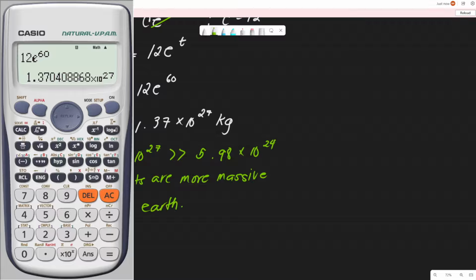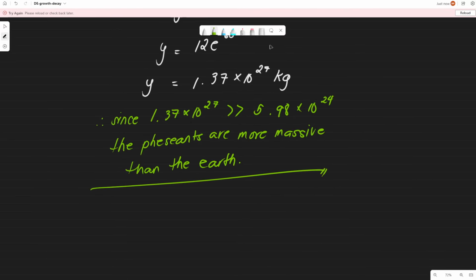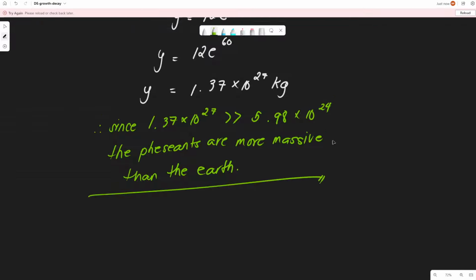Ayan, no? So, this is our answer. Sorry, natatakpan pala ng calculator. Teka, baba ako. Ayan, no? So, this is our answer. Since 1.37 times 10 raised to 27 is much greater than 5.98 times 10 raised to 24, the Pisans are more massive than the Earth. Okay? So, I hope guys na malinaw, no? So, bakit ito yung sagot.